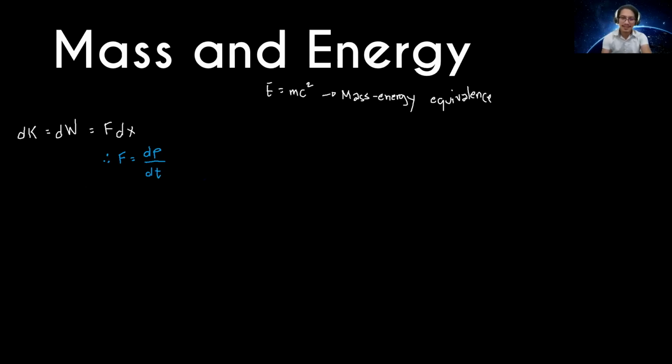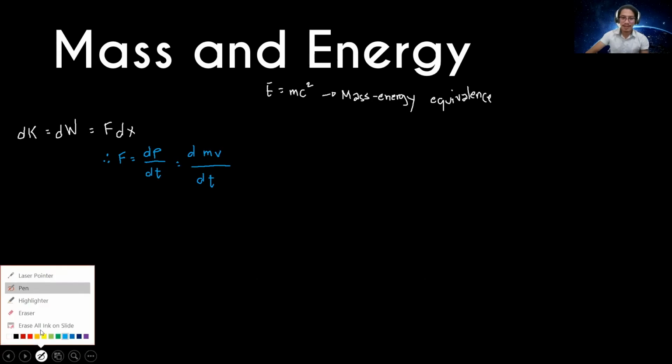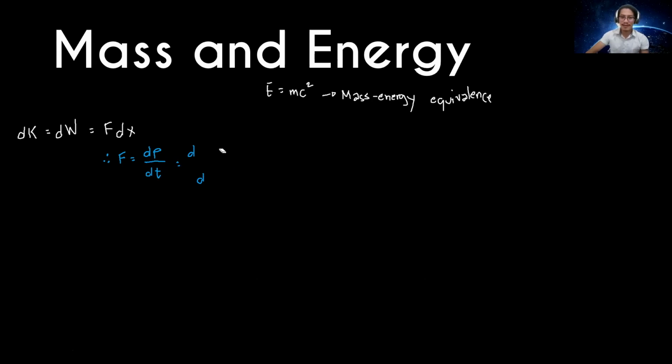Sir, bakit ganyan, sir? Di ba mass times acceleration naman yan? Remember the definition of momentum? Ano ba yung definition ng momentum? The definition of momentum is mass times velocity. Okay? Divided by the change of time, or dt. And we know that velocity divided by time is the acceleration. Okay? So that is why it is just the same as mass times acceleration. So tanggalin ko na yan. We are going to use dt, or the change of momentum, in deriving the mass energy equivalence.